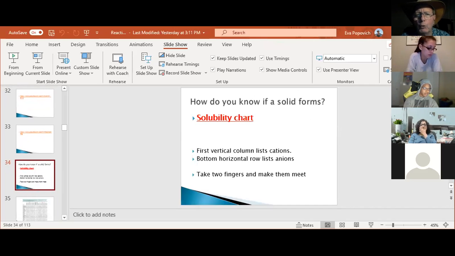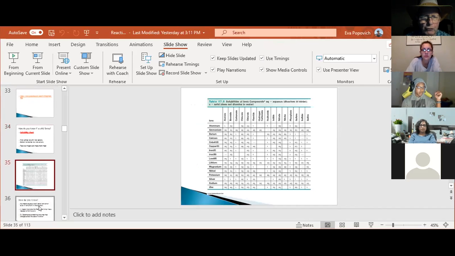When we're dealing with double replacement reactions, they are also called precipitation reactions. This is because when you mix two ionic compounds together, more often than not, you get the creation of a compound that doesn't dissolve in water anymore. So how do you know if a solid forms? How do you know if we have a reaction? There's something called the solubility chart.